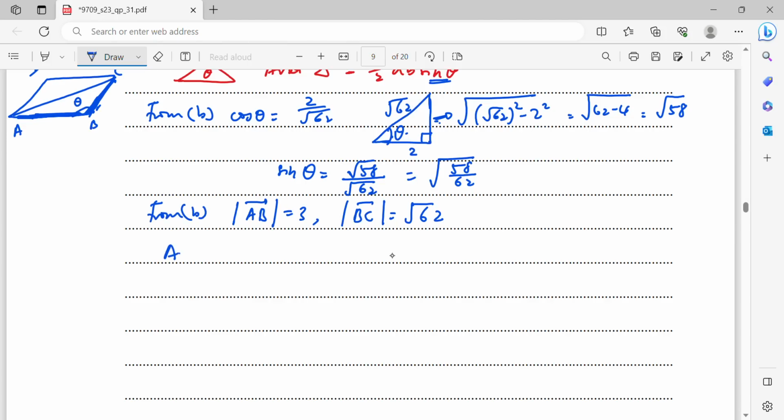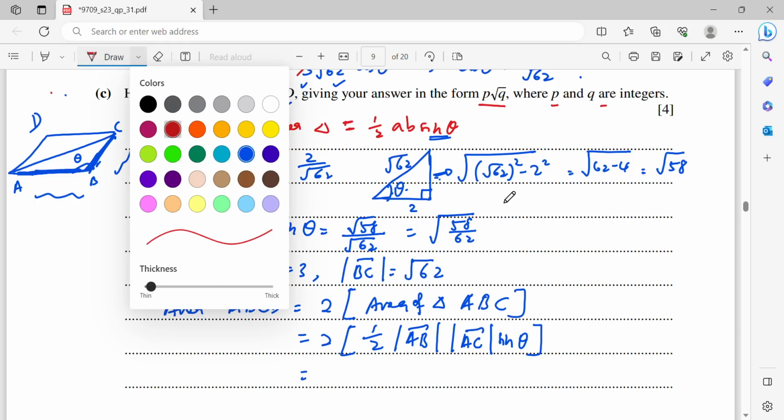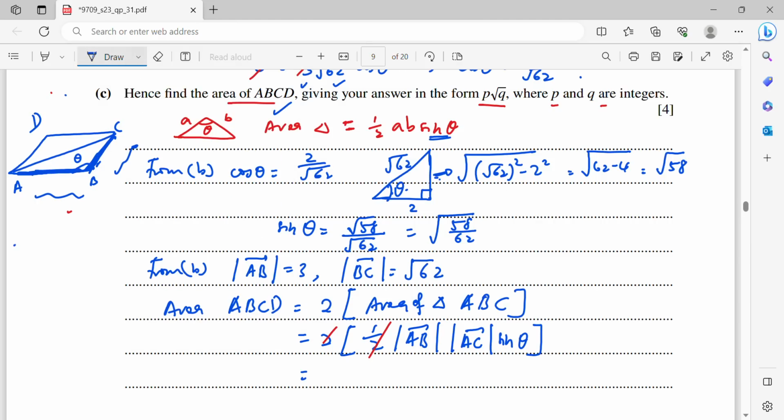Okay, then now I can just use the formula, use the idea. Area of ABCD is basically double of the area of triangle ABC. Now, area of the triangle ABC is half magnitude AB magnitude BC sine theta. So the half and 2 can be simplified. Magnitude AB is basically 3. Okay, wait, AB, BC, not AC. Okay, I wrote wrongly. This is BC. Right, AB, BC. So the magnitude BC is square root 62.